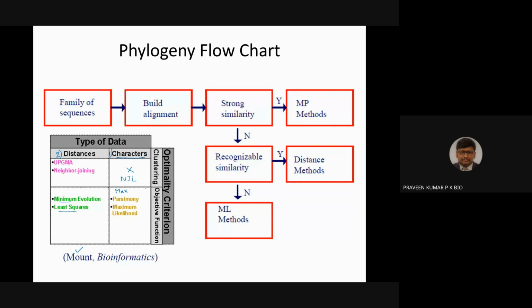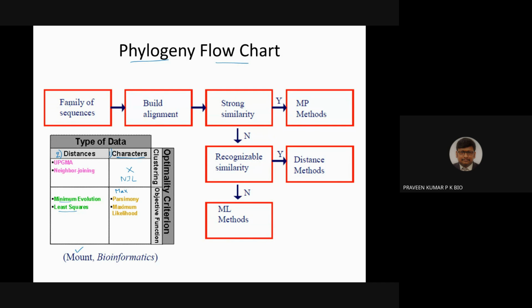Now we discuss the phylogeny flowchart. If you see the methods, we have plenty of methods, isn't it? Two methods here and four methods I've shown there, and earlier in another slide, I've shown two more methods. So totally we have six methods, and more than six also. So we have plenty of methods. Then how to select a method for phylogenetic tree construction if you have a family of sequences?